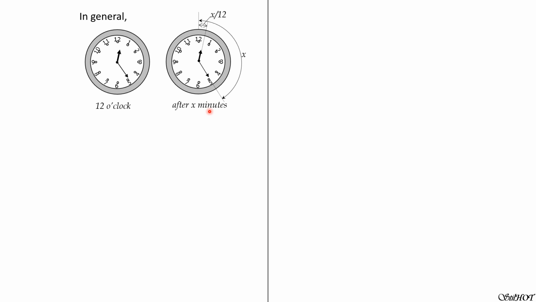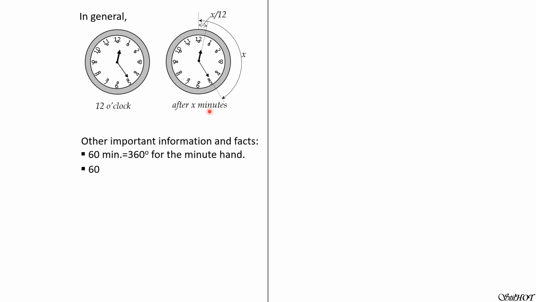Other important information and facts about clock is that 60 minutes equals 360 degrees for the minute hand, then 60 seconds equals 360 degrees for the second hand, and 12 hours equals 360 degrees for the hour hand.